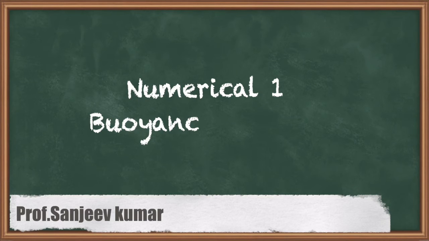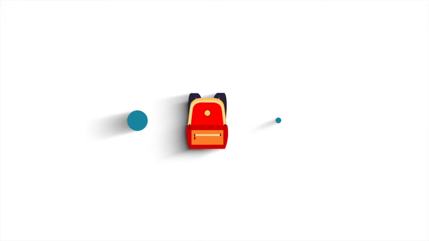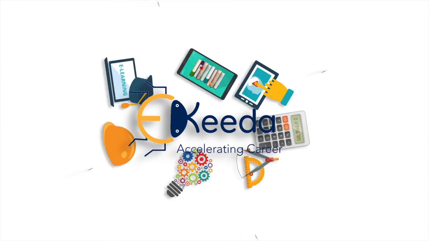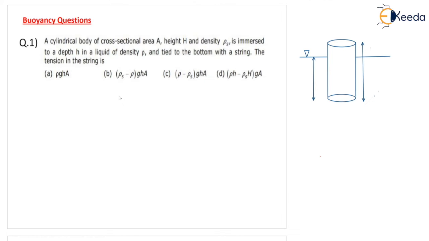Hello friends, in this video we are going to see a numerical from the buoyancy concept. In the given problem, a cylindrical body of cross-sectional area capital A, height capital H and density rho s is immersed to a depth h, small h, in a liquid of density rho and tied to the bottom with a string. The question is to find the tension in the string, and four options are given.